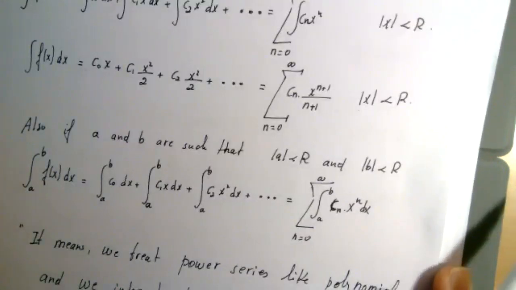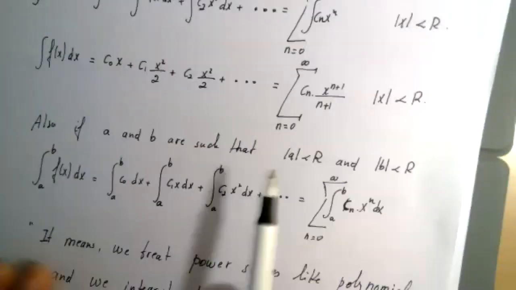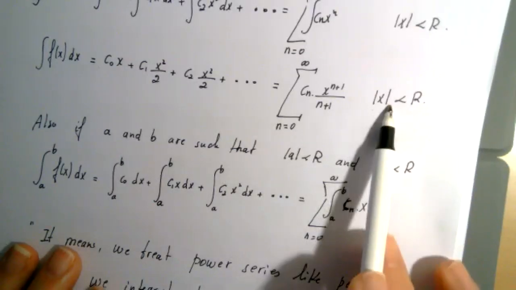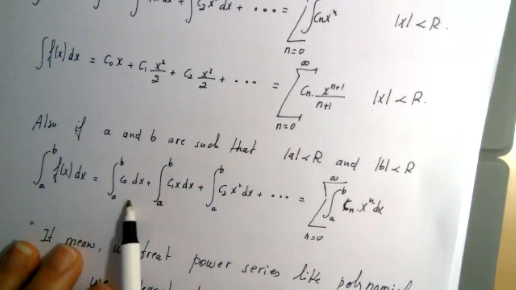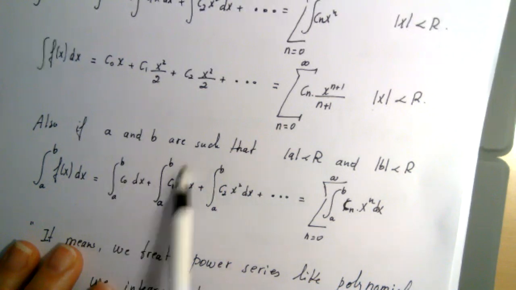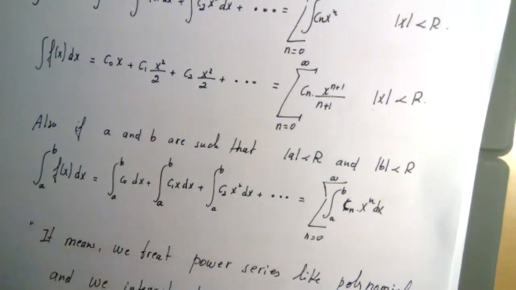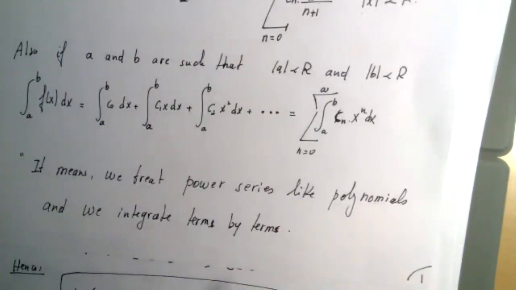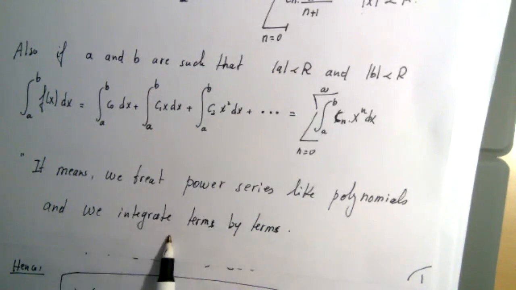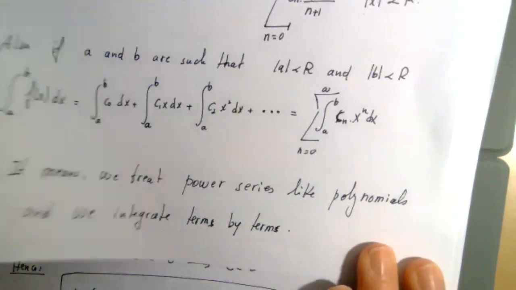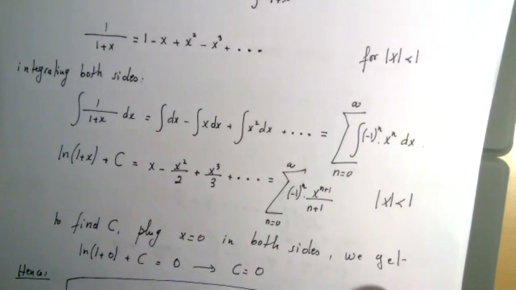And actually, if a and b are two numbers which are within my domain, then the definite integral is the definite integral of c0 plus the definite integral plus the definite integral. So we can integrate term by term, whether indefinite or definite. So basically, it means we treat power series like polynomials and we integrate term by term. That's really the idea. Okay, let's see how useful this is. So I'm going to practice that on the following function. So here's my function.